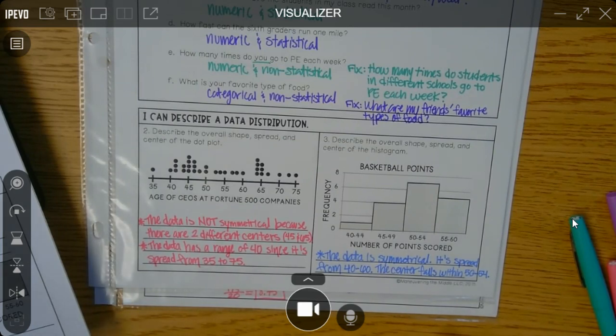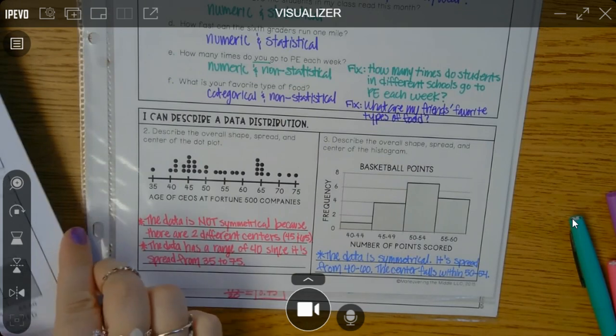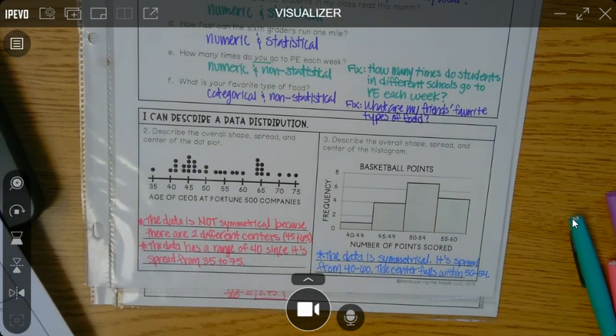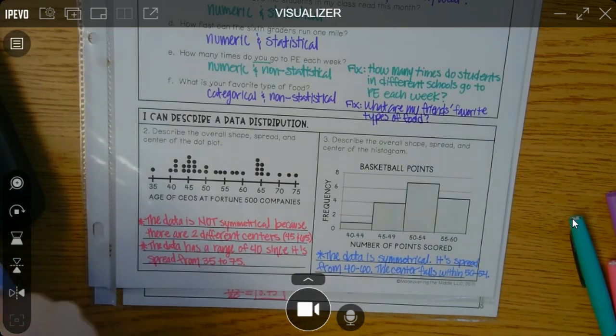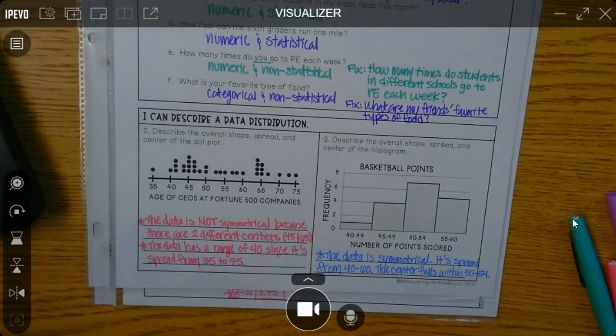And then it's spread loosely from 40 to 60. So it has a range of about 20-ish, but we can't be precise like we can with the dot plot because, again, in a histogram, we don't know exactly what the beginning and end numbers are. Okay, so that was our review of talking about overall shape and spread. Now let's get more specific with our graphs.